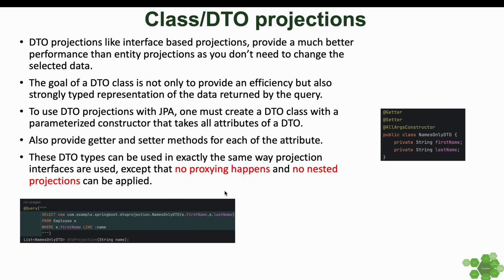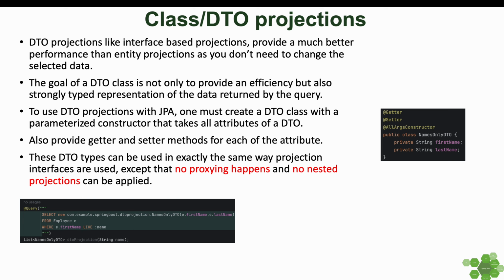To use DTO projections with JPA, one must create a DTO class with a parameterized constructor that takes all attributes of a DTO. As you can see here, we have an all argument constructor, we have a getter, as we mentioned, and a setter. So also provide getter and setter methods for each of the attributes, because when retrieving that data, the query engine will have to use the setter to set those values and the getter to get those values when you are using them, obviously.